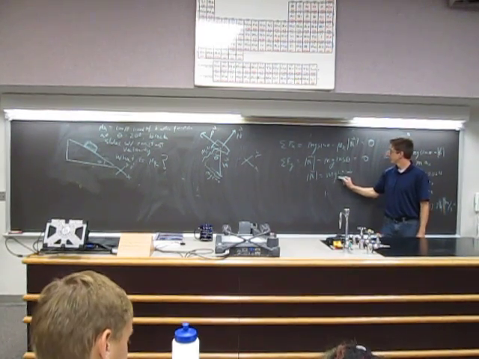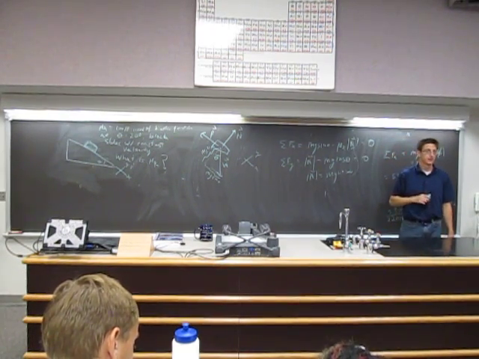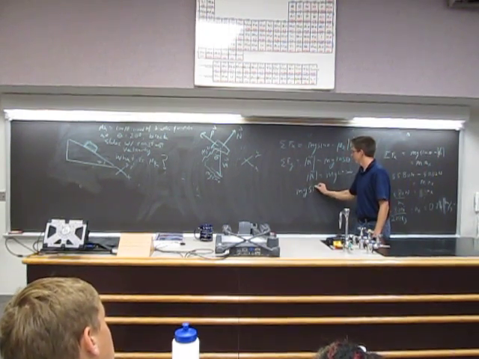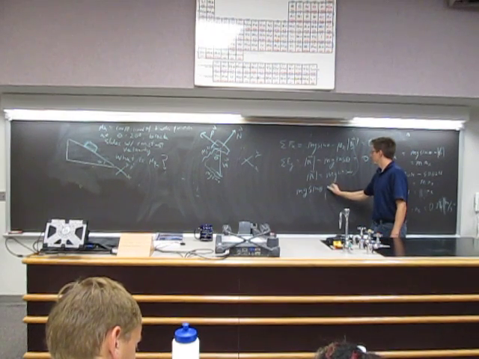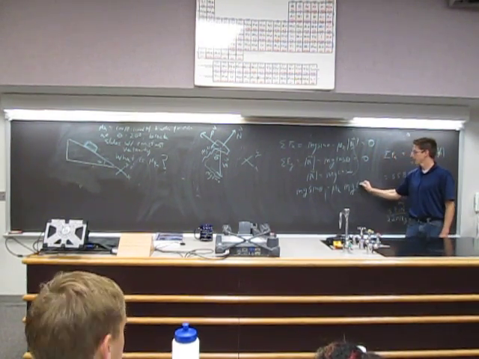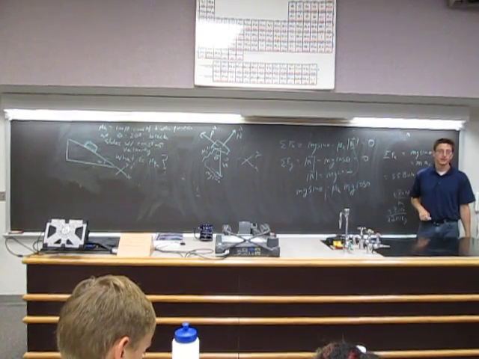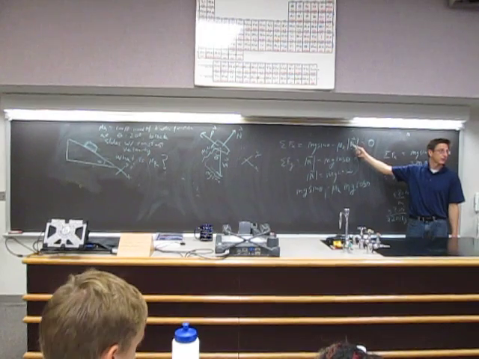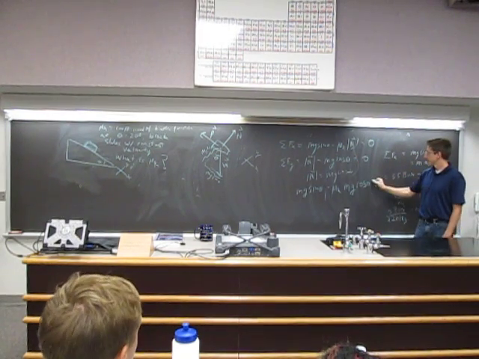Let's take this, plug it into here. And I would get mg sine of theta minus mu_k mg cosine of theta equals 0. You see what I did? I just substituted what the normal force was back into here.